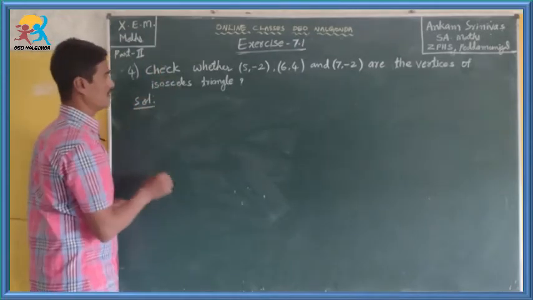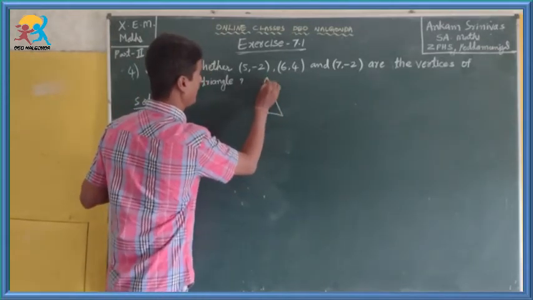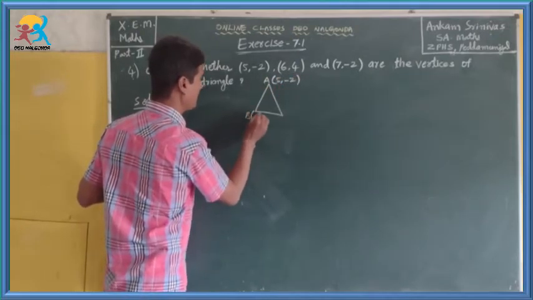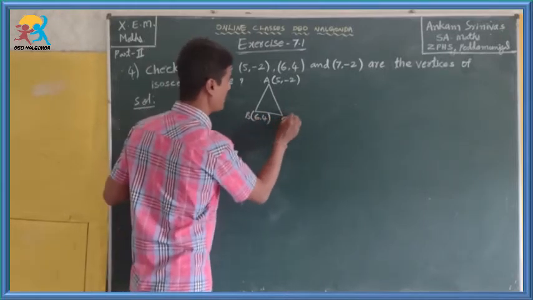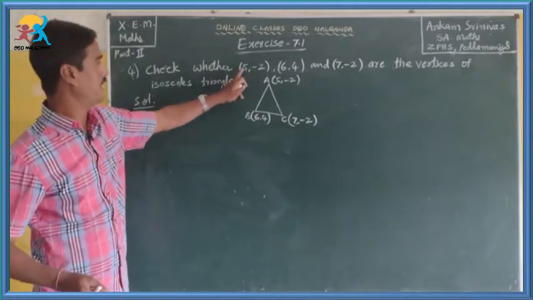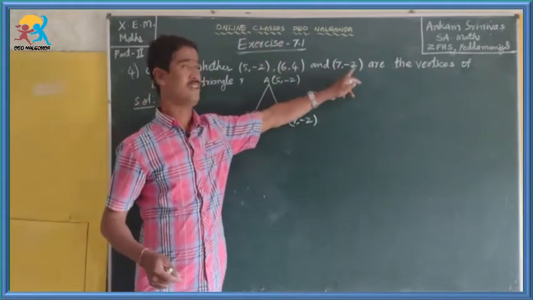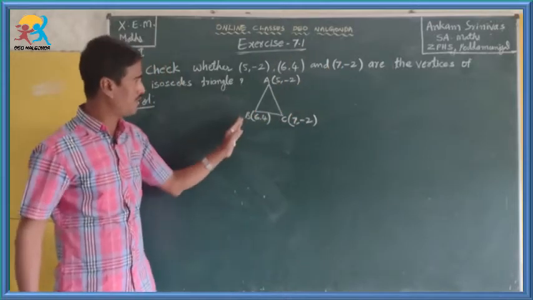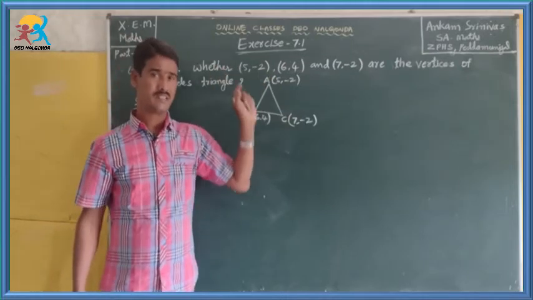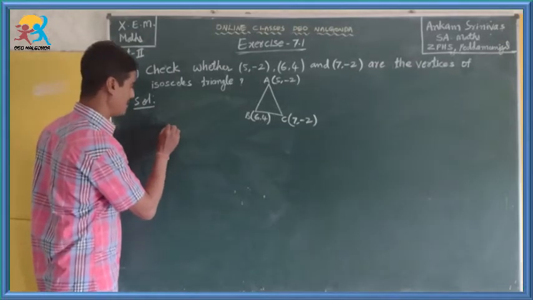So let us suppose A (5, minus 2), B (6, 4) and C (7, minus 2). Now we have to find the lengths of side AB, side BC and side AC. What is the formula to find the distance between 2 points? Yes, what is the formula? The distance formula.